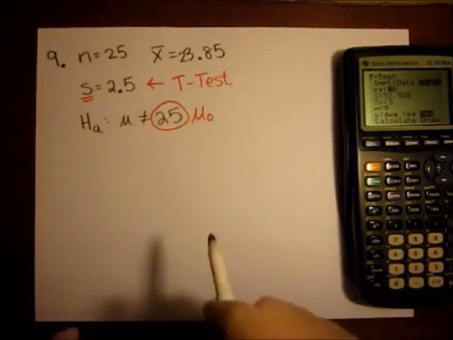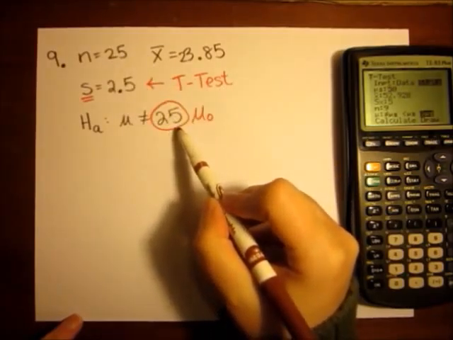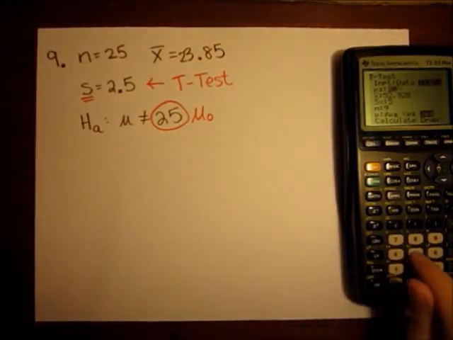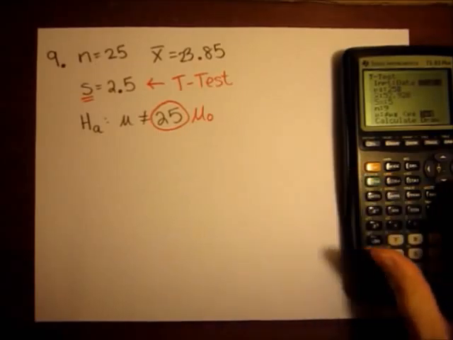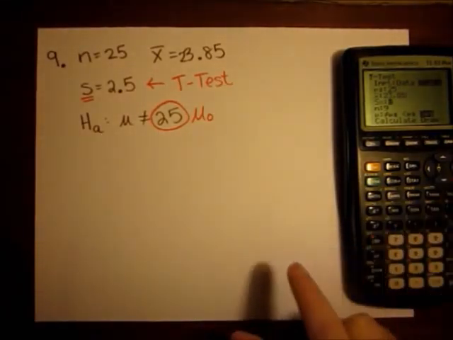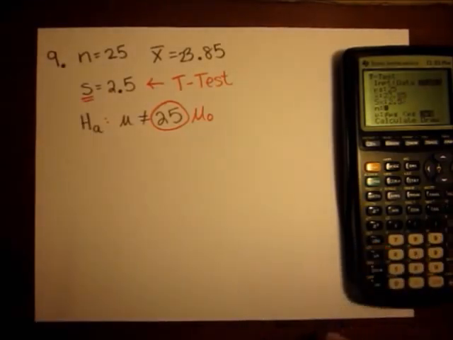And let me note that there's a difference between this 25 and this other 25. Usually these two numbers are different from each other. But in this example they're both the same. So the mu0 is this number, the 25. X bar is 23.85. S is the sample standard deviation of 2.5.